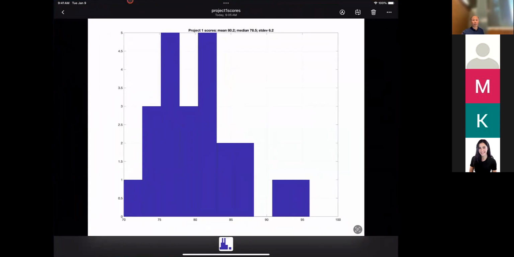This is a histogram of scores. The mean score was 80, the median was 78.5, so they're all around here. And there's the range of scores, and there's maybe 2 what we call outliers. So I would say this is a fairly tight distribution.